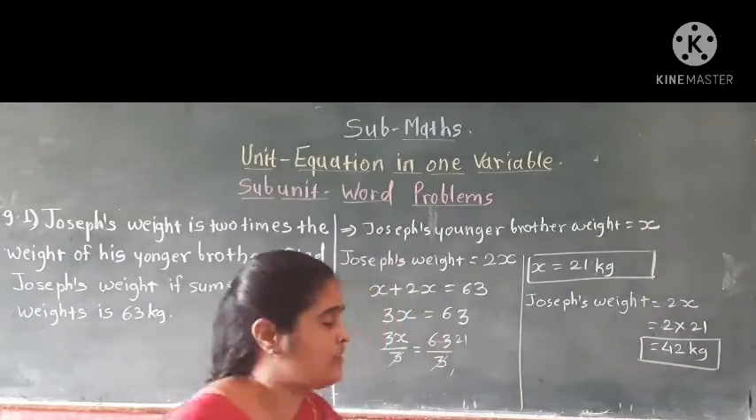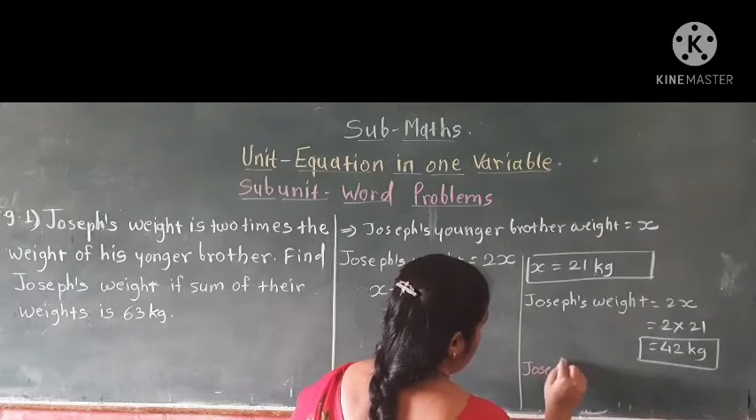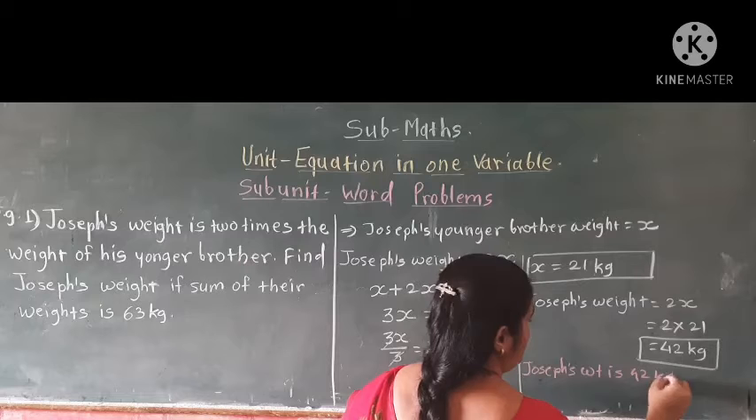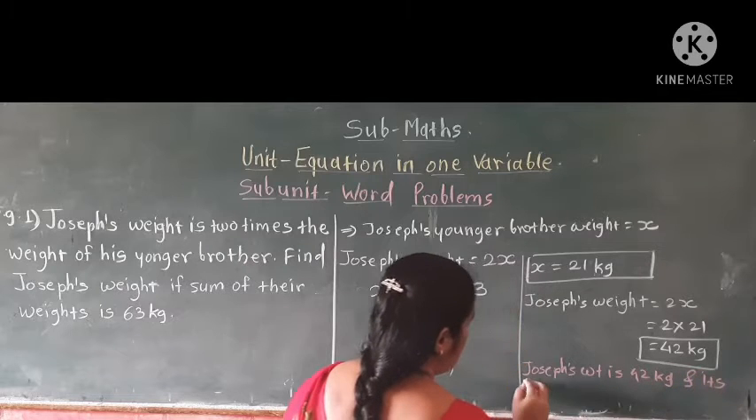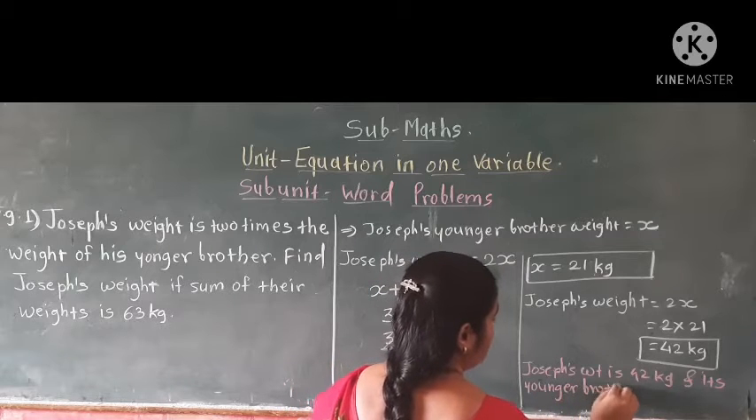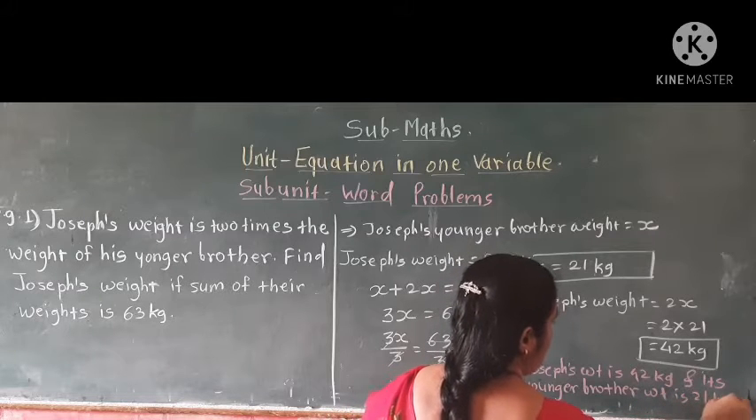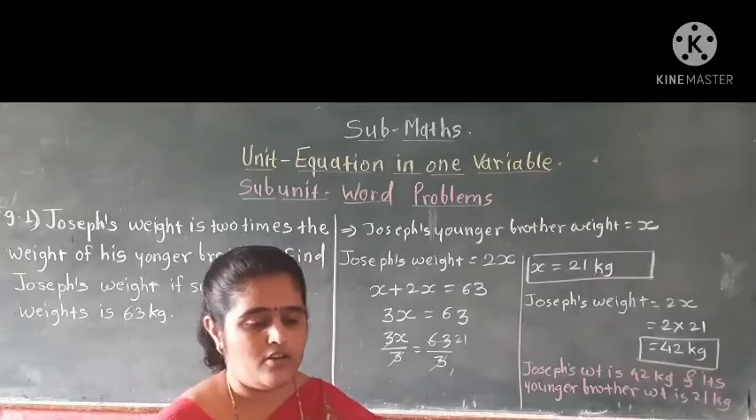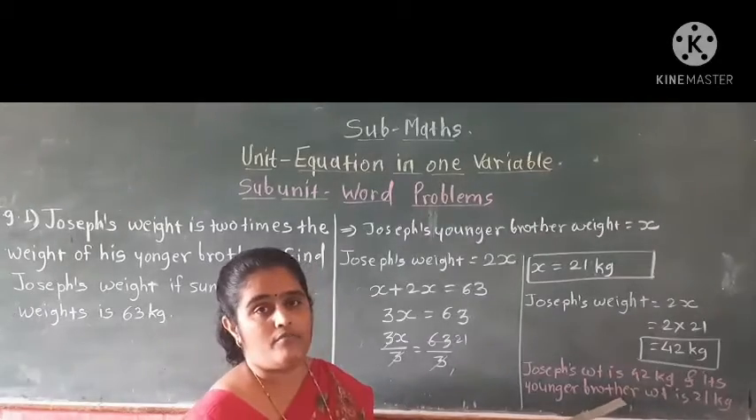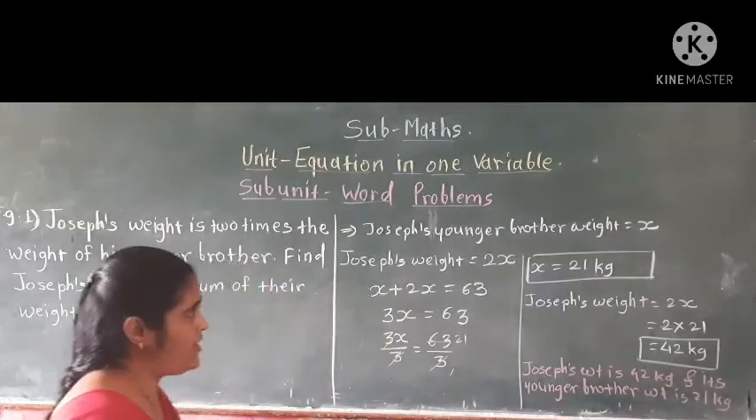Let's write this. Joseph's weight is 42 kg and his younger brother's weight is 21 kilogram. This is our final answer. In a word problem, your answer should be written in the form of words at the end of the example. Let's see this example again.